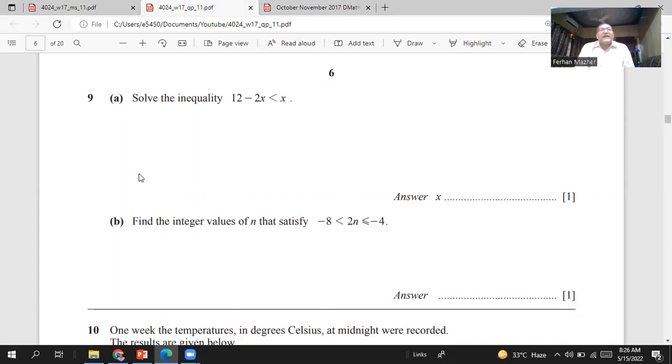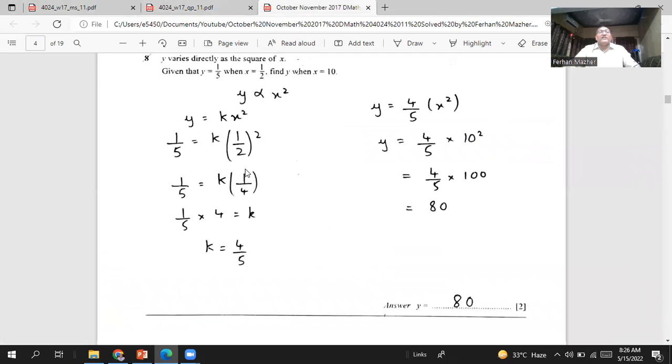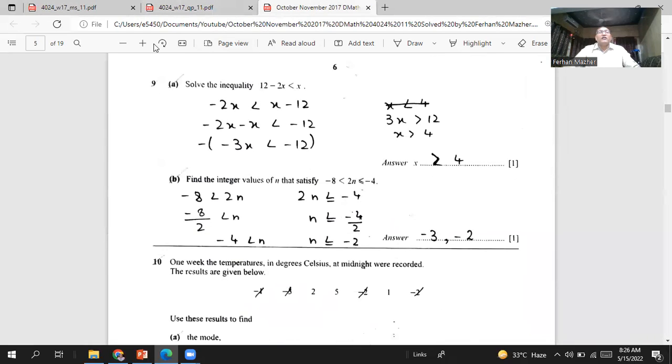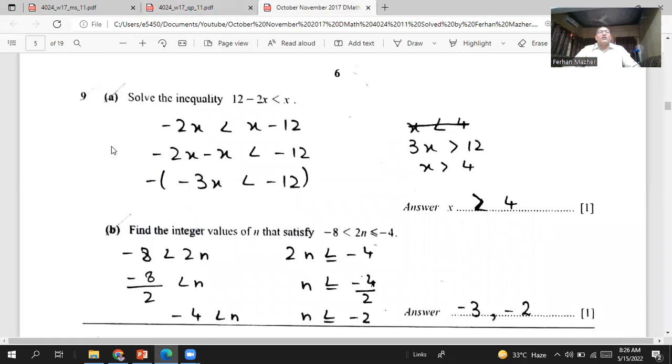Then question number 9, A part, he says solve the inequality: 12 minus 2x is less than x. Take the minus 2x to the other side, or you can bring that x to this side, whichever way you like. So you will have minus 2x less than x minus 12. Bring that x to this side: minus 2x minus x less than minus 12. So it will become minus 3x less than minus 12.